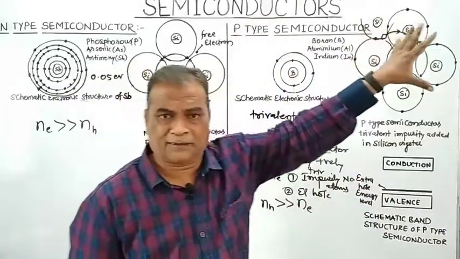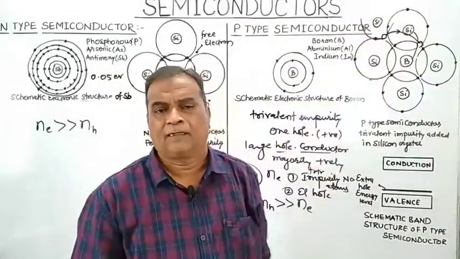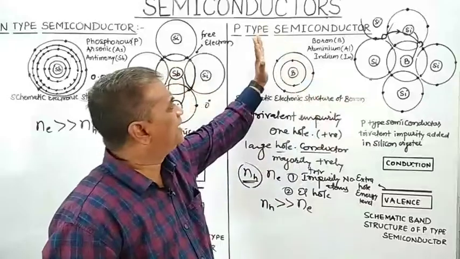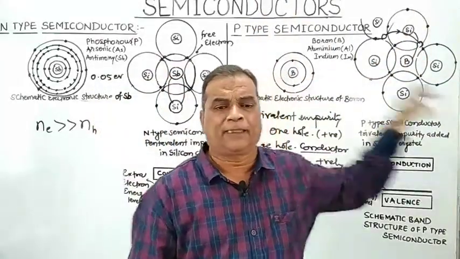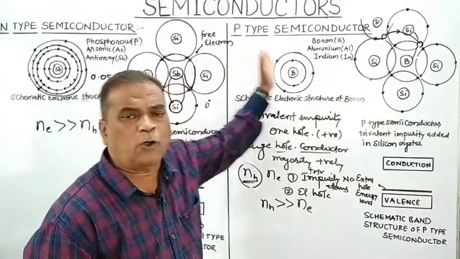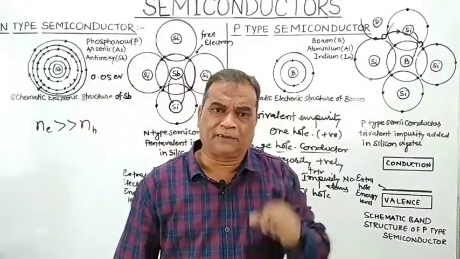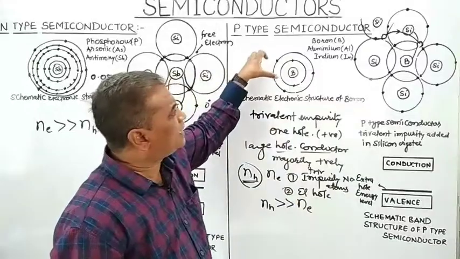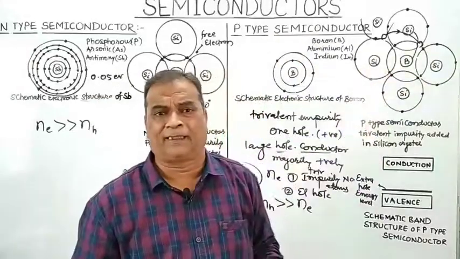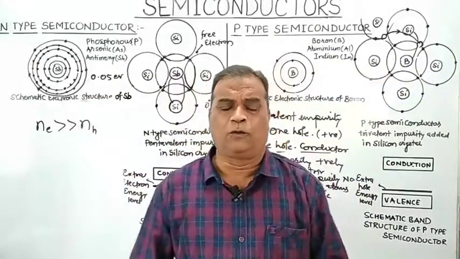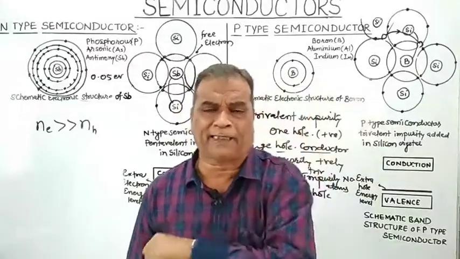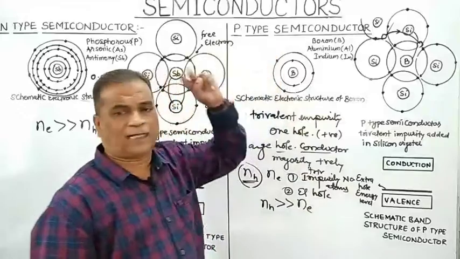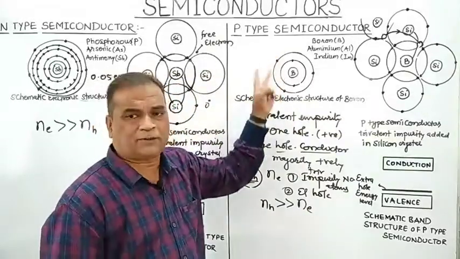P-type semiconductors are semiconductor materials which are doped with trivalent impurity. Second point, the electrical conduction of a P-type semiconductor is mainly due to holes, which are positive charge particles. That's why it is known as a P-type semiconductor, because holes are majority charge carriers and electrons are what?